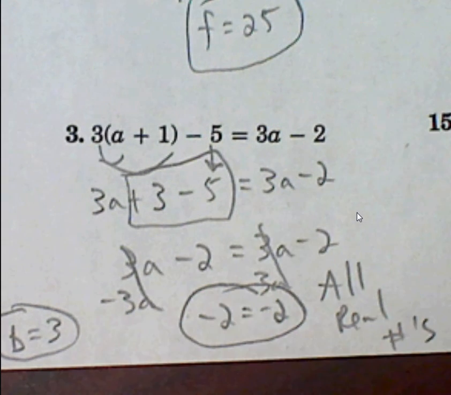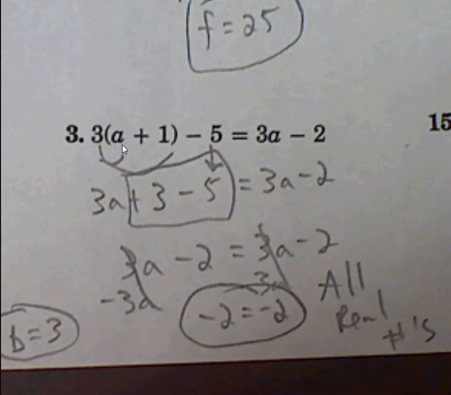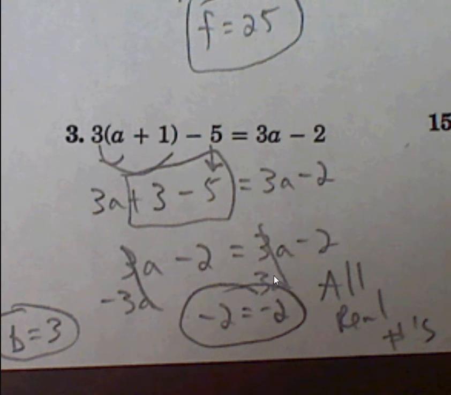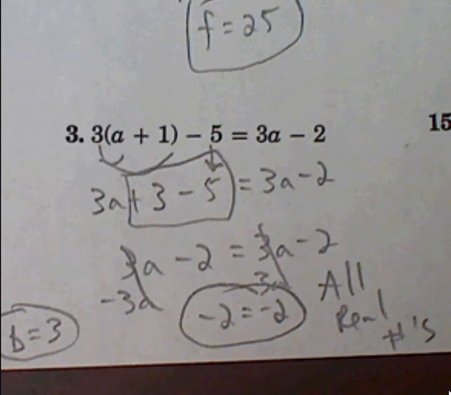Number 3, distribute 3a plus 3, bring down my minus 5. Combine my like terms, 3 minus 5 is negative 2. Then I need to get my variables to the same side. So I got 3a, so I'm going to subtract 3a to both sides. My variables leave. Negative 2e equals negative 2. Left side equals the right side, which means all real numbers. Number 15.